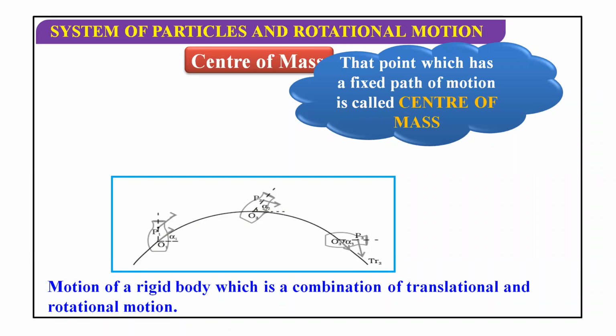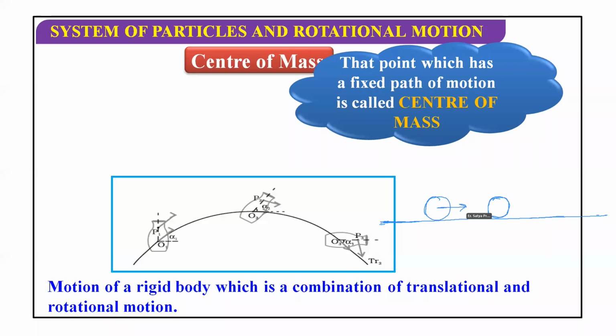So in this way also in rotation, when an object is rotating, when we are talking about translational as well as rotational motion, then we have to concentrate on the center of mass. The point which has a fixed path of motion is called the center of mass. Suppose one sphere is there on a surface, like a billiards table. Billiards is in fact the best example to understand the rotation topic.